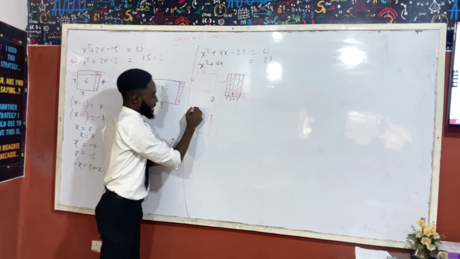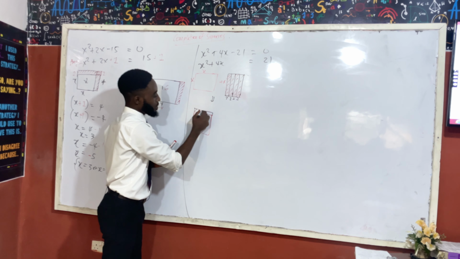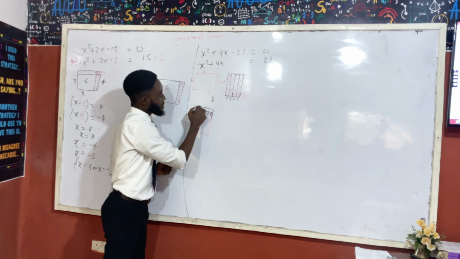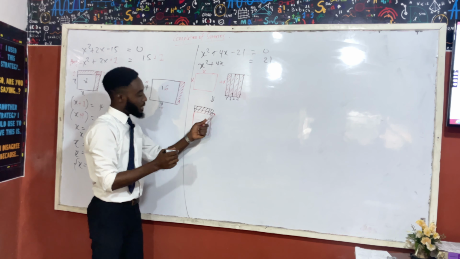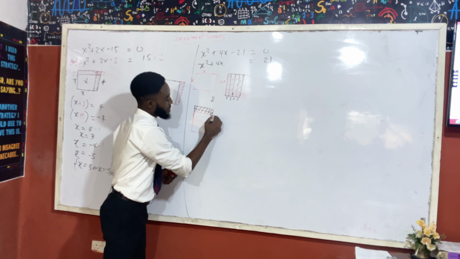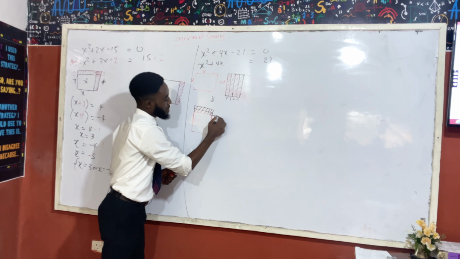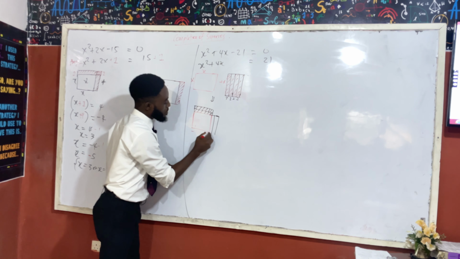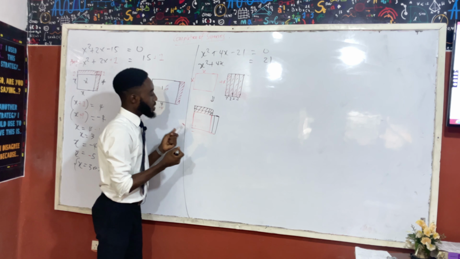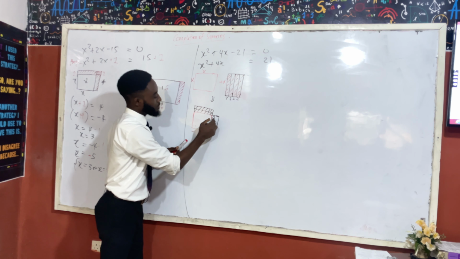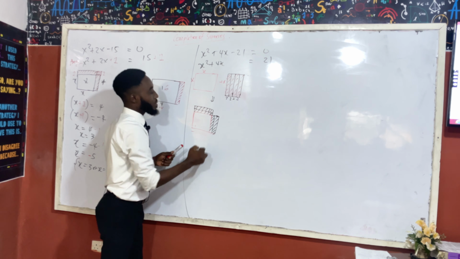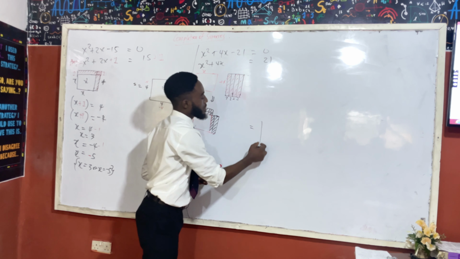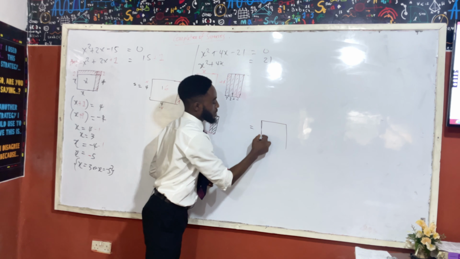2, 2 at each side. 1, 1, 2, and then this other side as well. Let me just clean this part a little to just represent the square well enough. So I'll have this equal to this other area here, which is also just 21.